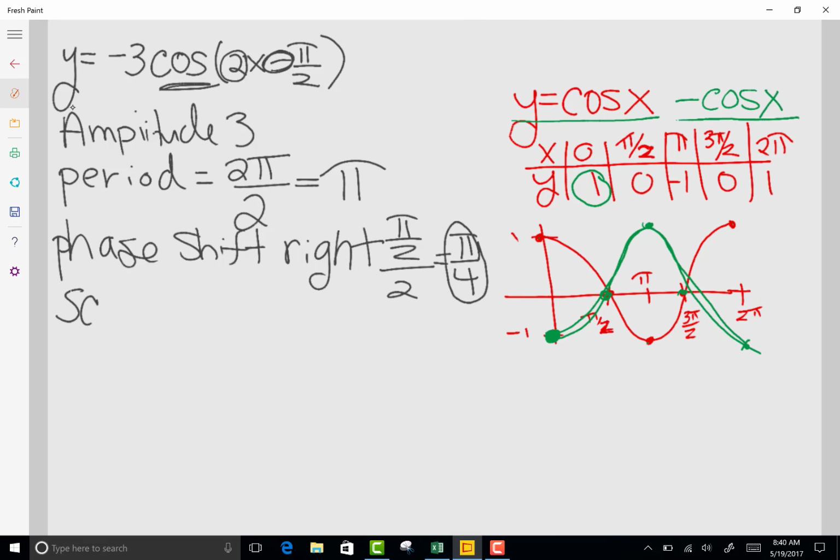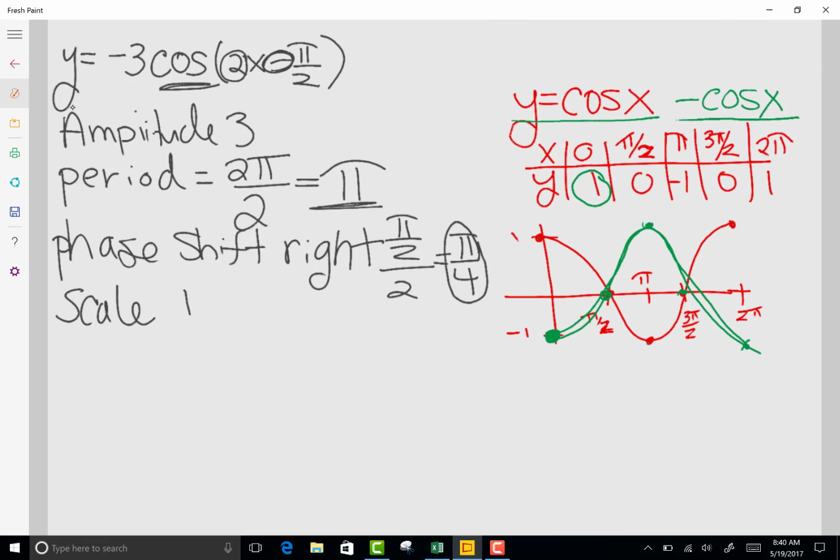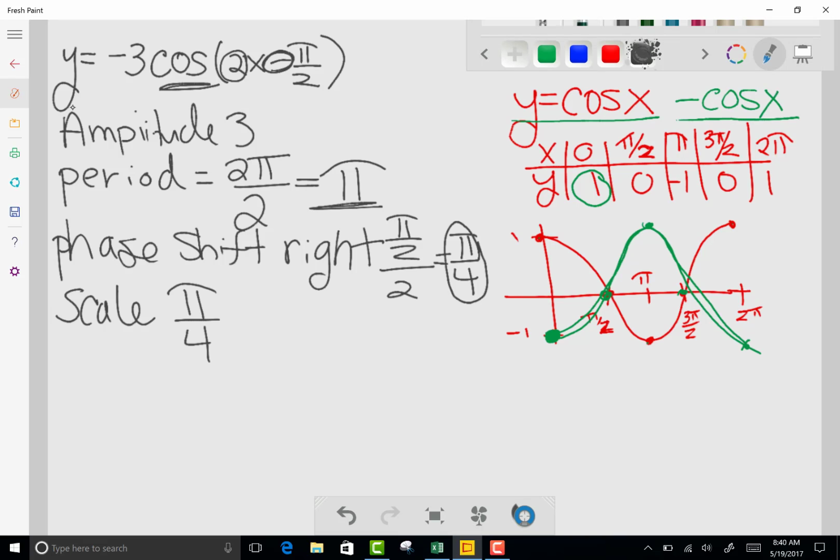For my scale, my length of my period is pi, and I want to break that up into 4 equal intervals. So I'm going to take pi divided by 4. So as I find my key points, I'm going to keep adding pi over 4.